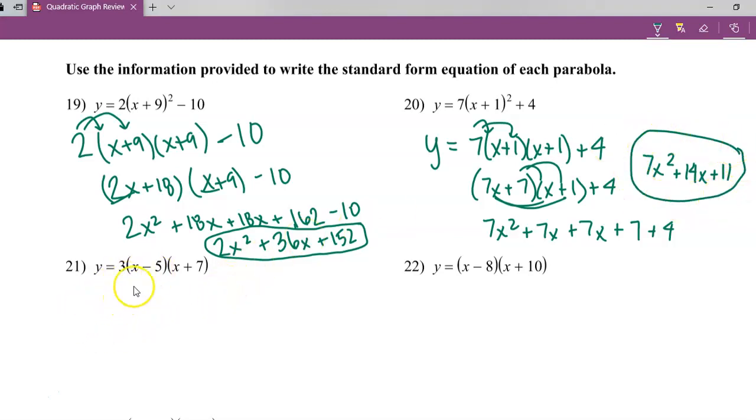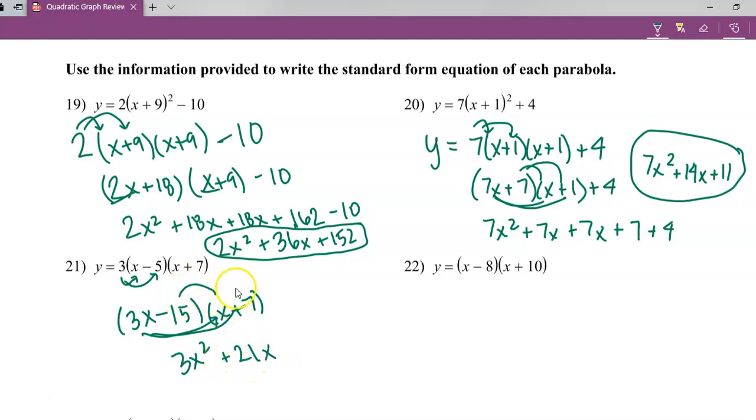Okay, on number 21, we have factored form. We're going to change to standard form, so we're going to just multiply the 3 into the first set of parentheses. So 3x minus 15 times x plus 7. 3x times x is 3x squared. 3x times 7 is 21x. Negative 15 times x. And negative 15 times 7 is, here, I can grab my calculator, 105.